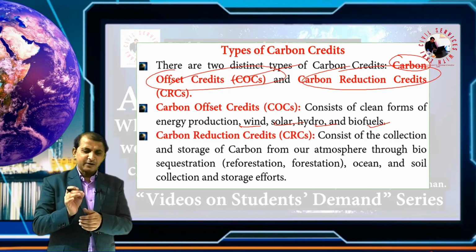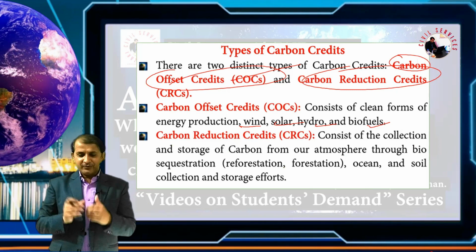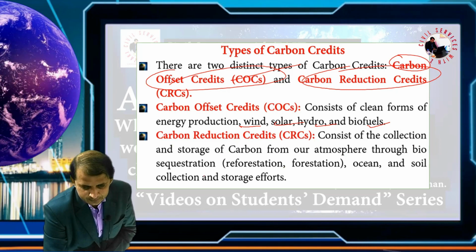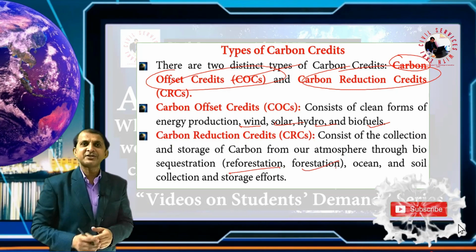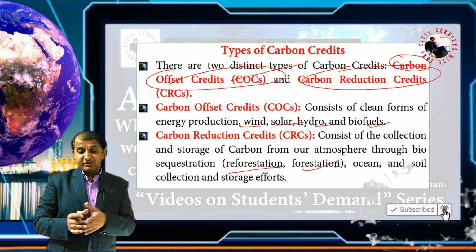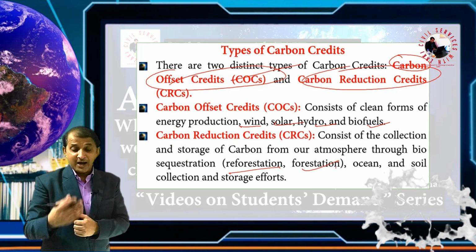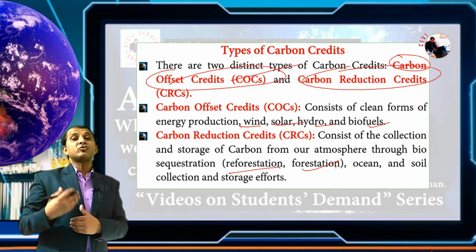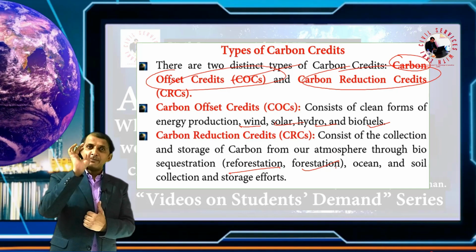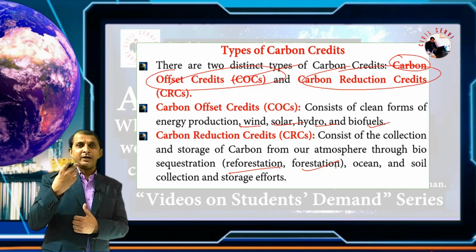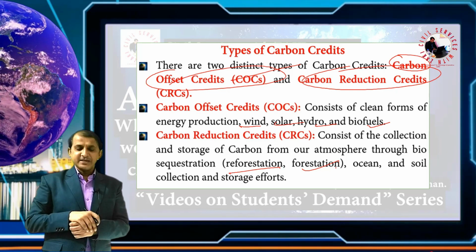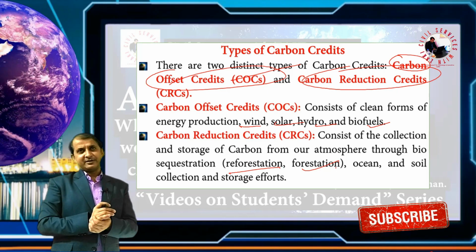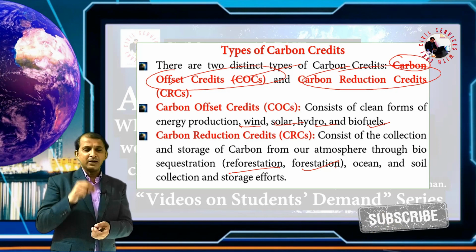It consists of the collection and storage of carbon from the atmosphere through biosequestration, meaning reforestation, afforestation, etc. These are natural processes, but it can also be an artificial process, such as ocean and soil collection and storage efforts, and also carbon capture technology, an artificial technique to capture carbon. These are categorized under the carbon reduction credit. So there are basically two types of carbon credit.